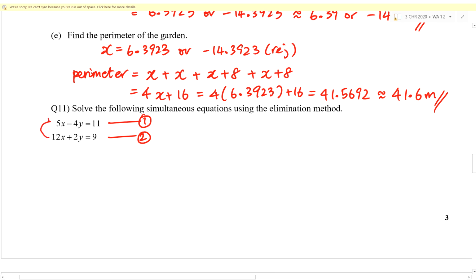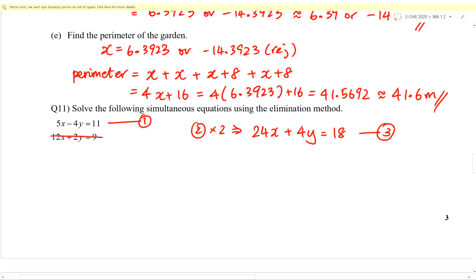So can we make a 12 look like a 5? Yes, but it is not easy. What about the 2 to become a 4? And it is much easier. We need to multiply by 2. So let us take equation number 2 multiplied by 2, and we will end up with 24x, because 12x times 2 gives us 24. 2y times 2 gives us 4y. 9 times 2 is 18. We call this equation number 3.